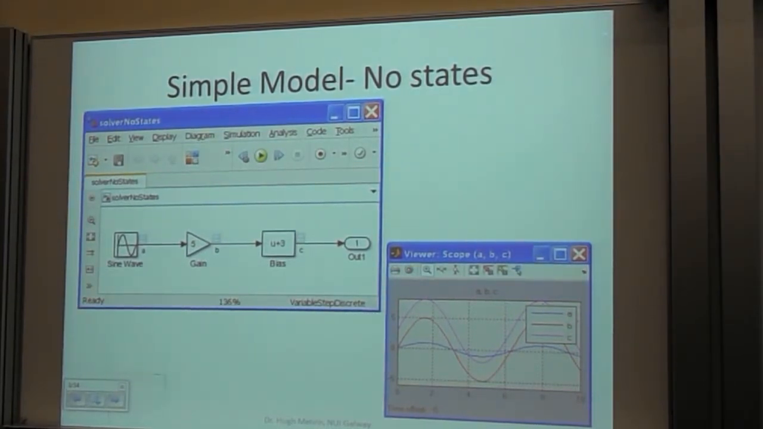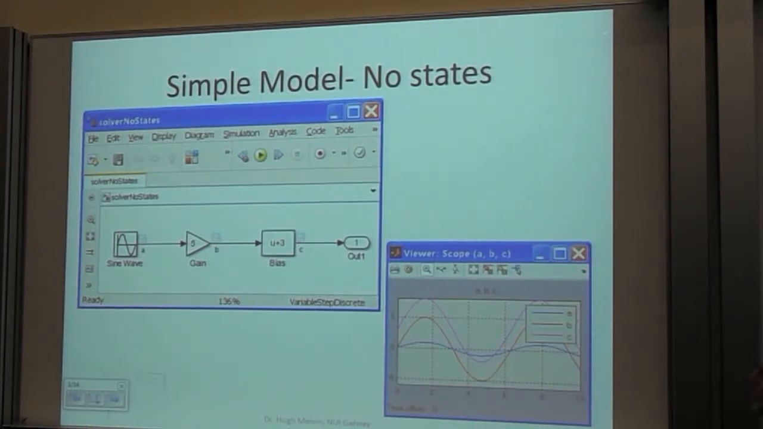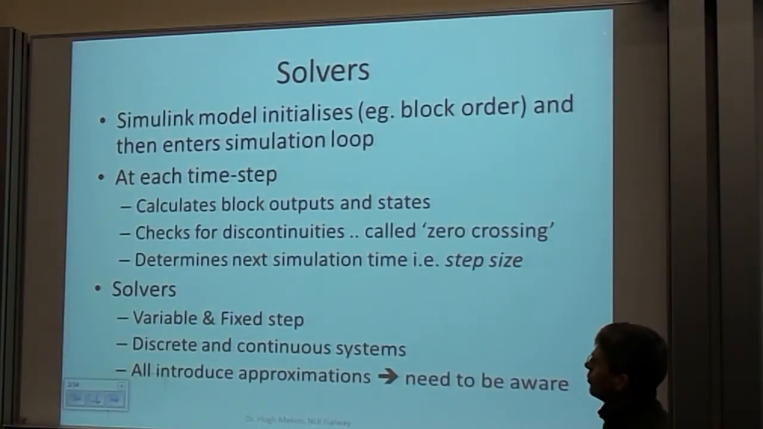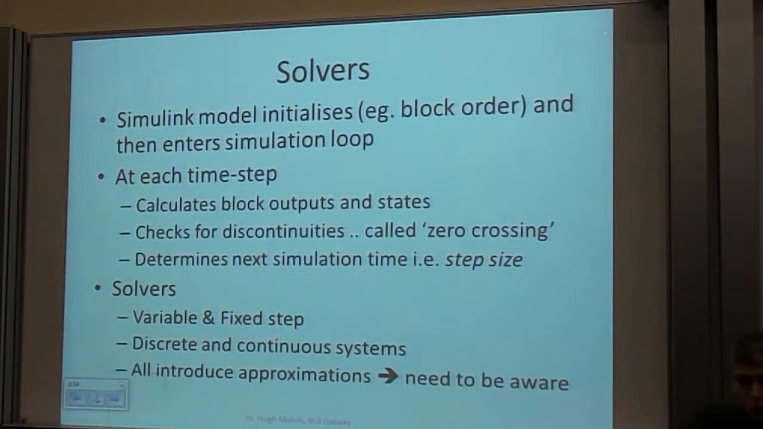So it initializes, but then it also looks to see, right, is there anything here that dictates that the order of the block should not be just left to right, because obviously the arrows are going left to right. And in this case, there are no states, so it just goes right through. So the general process is it initializes, and as we see today, one of the most important things it does is determine the block order, and then it enters the simulation loop.